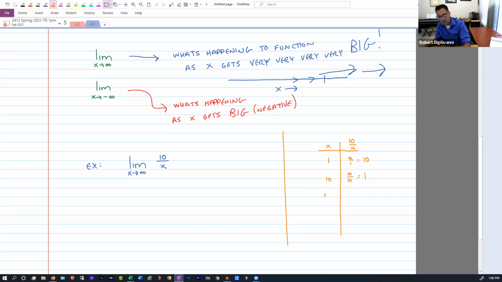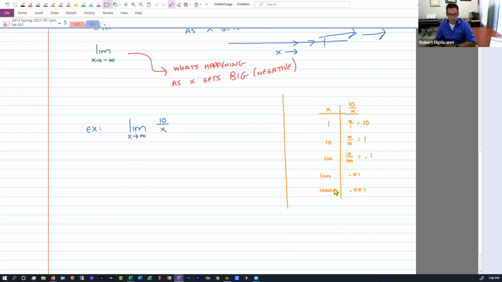And then let's plug in 100. We get 10 over 100, and if you do that on your calculator, you'll get 0.1. Let's get bigger, 1,000. You'll get 0.01. Let's go to 10,000. You'll get 0.001. So you're just going to have to trust me that as I plug in bigger numbers and calculate, these numbers, can y'all tell what's happening to these numbers?